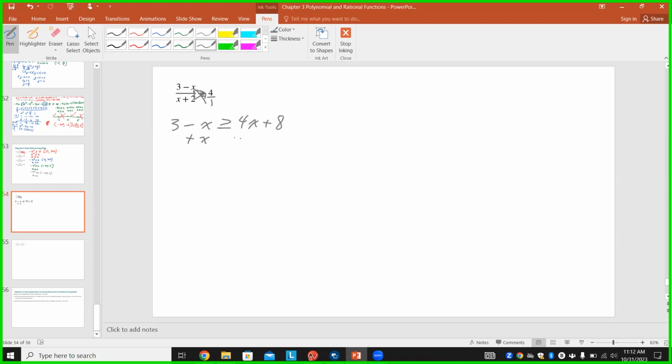Good, I'm gonna add x. And just to do this all at once, I'm gonna go ahead and subtract 8 as well. You don't have to. I know I'm short on time. So this is gonna be -5 greater than or equal to 5x. That would go away. Divide by 5, that's correct, yes? Yes.